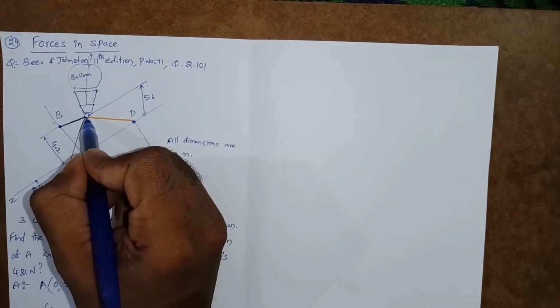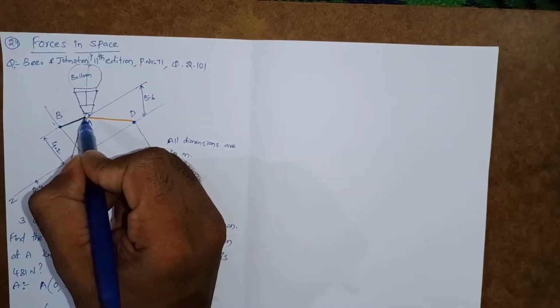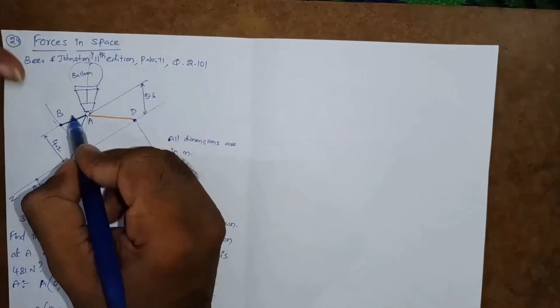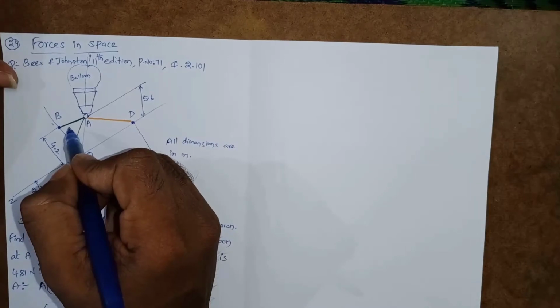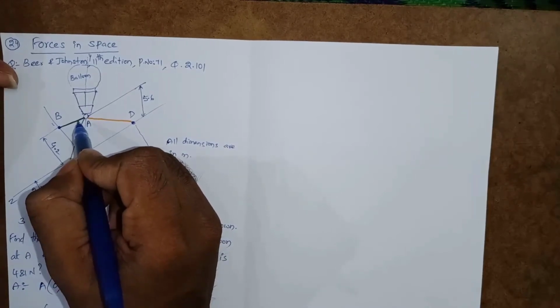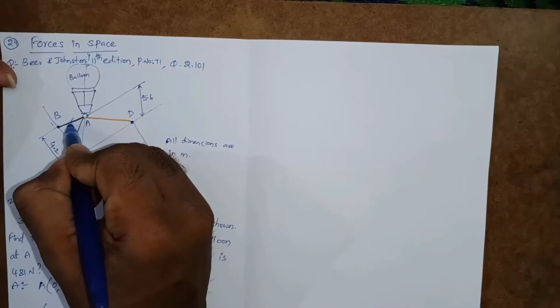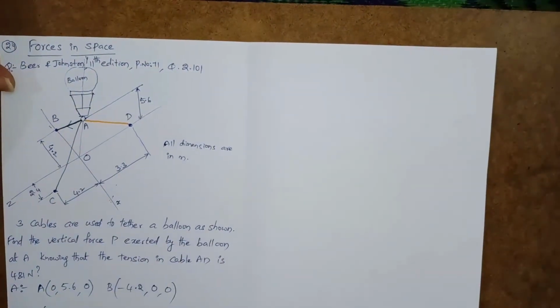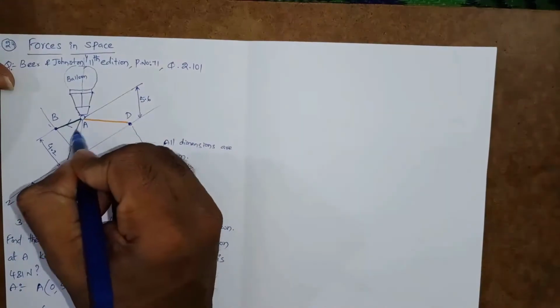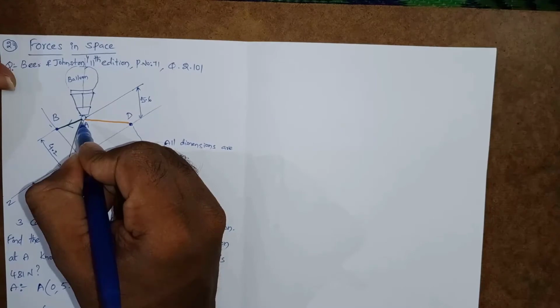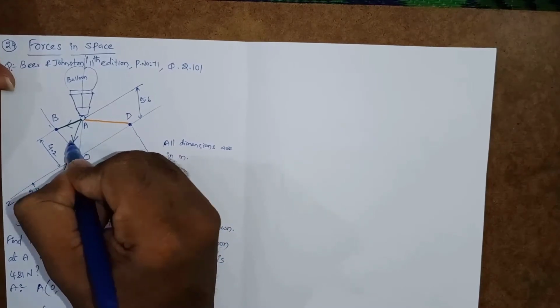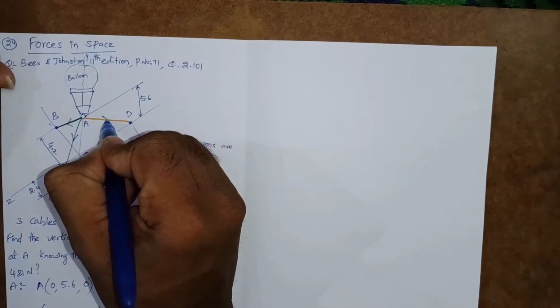As the hook at A is pulling cable AB in this direction, the cable also will pull the hook at A in the opposite direction. That implies the force exerted by the cable on the hook at A will be in this direction. Here also the force exerted by the cable AC on the hook at A will be in this direction, and here also this direction.